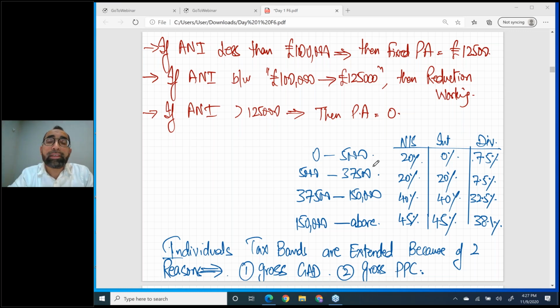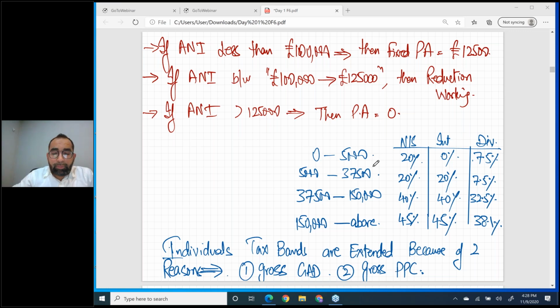Now the question is, sir, which bands do we extend? Only the 37,500 and 150,000. We never stretch the small 5,000 band. We can only stretch the 37,500 band and the 150,000 band with gross gifted donations and gross PPC.